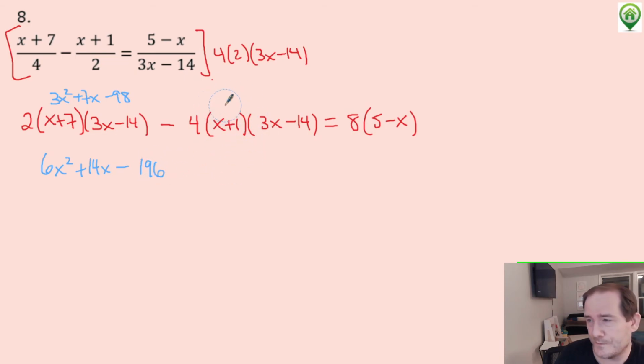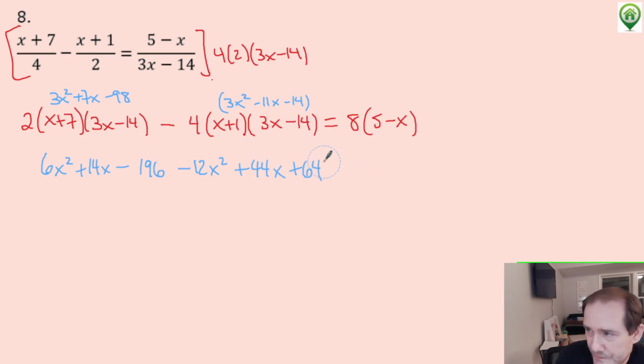Okay, super cool. This is going to be 3x squared, 3 minus 14. So negative 11x in the middle. And a minus 14. We're distributing 4 under that. This is going to be one of those problems I just quit. I don't feel like doing this. I'll go as far as I can. Distributing negative 4, we get minus 12x squared. We get plus 44x. And then we get plus 64. Alright, that wasn't so bad. Then this is going to be 40 minus 8x.